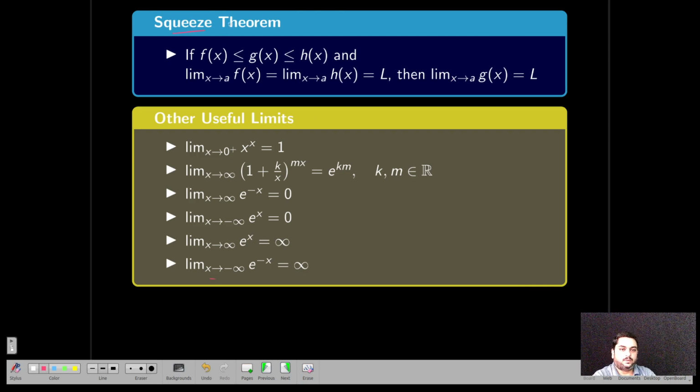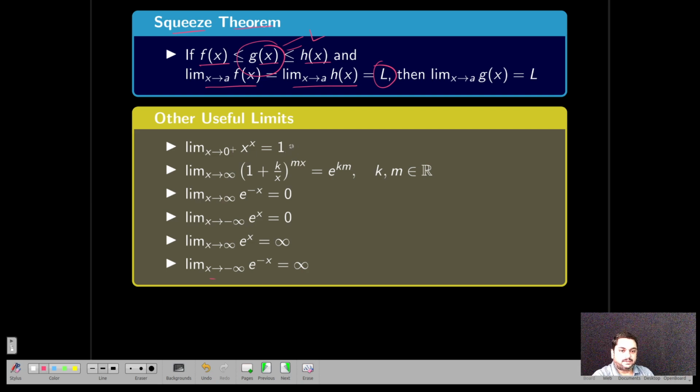And there is something called the squeeze theorem. See, what we say, there are three functions, f of x, g of x and h of x. And f of x is less than or equal to g of x and is less than or equal to h of x. In that case, if the limit of f of x as x approaches a equals the limit of h of x as x approaches a, given as L, then this function's limit will also be equal to L. That is the squeeze theorem.